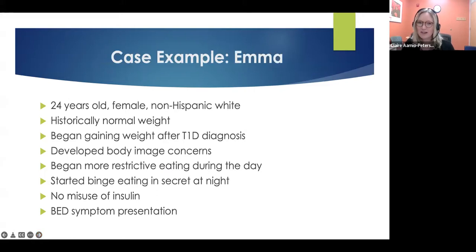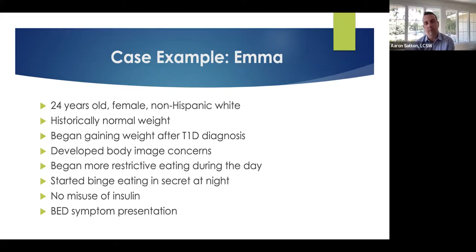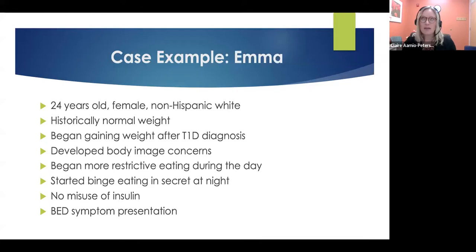A little bit of a different presentation with this person. This is a young adult, we'll call her Emma, 24 years old, female, non-Hispanic white, who historically was a normal weight and then began gaining weight after the type 1 diagnosis. Again, she had a lot of distress about that weight gain and developed a lot of body image concerns. She developed a pattern where she also would restrict during the day.